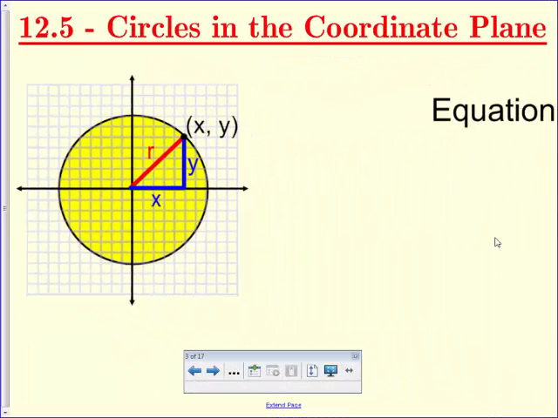Today we are talking about 12.5, circles in a coordinate plane, and we're going to dabble a little bit into some algebra 2 stuff, and we're going to graph some circles. So right now you see a circle plotted where the center is at the origin. So that's what we're first going to talk about, the equation to how to graph a circle if it's at the origin.